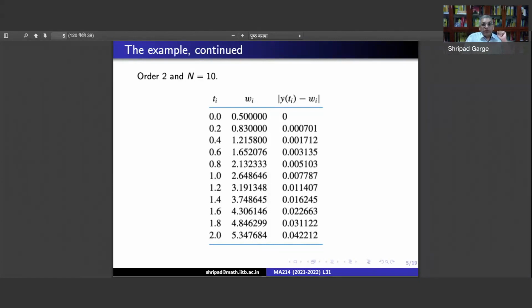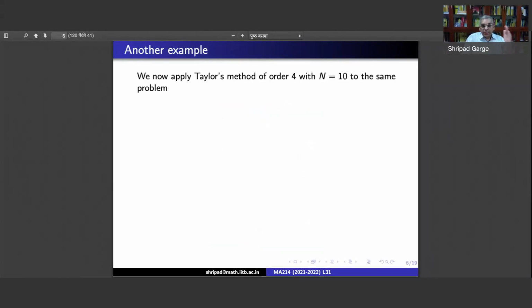Okay, so now suppose we apply the Taylor's method of order 4, keeping the same n, which is n equal to 10, and the problem is also the same. We don't change the problem so that we can later compute and compare how these various orders compare with each other.